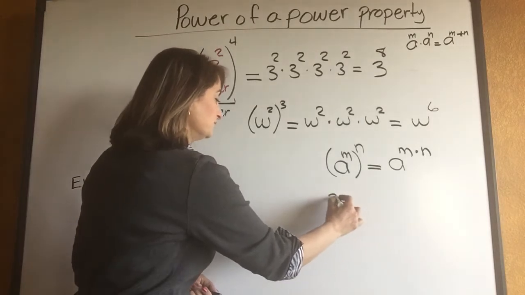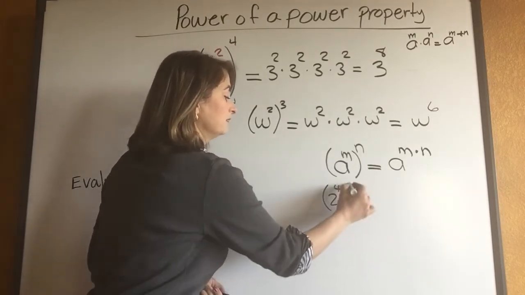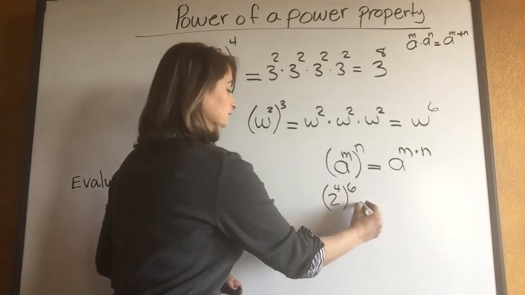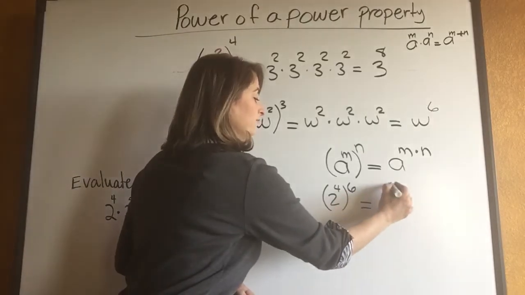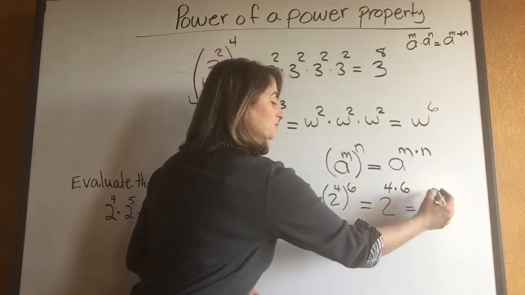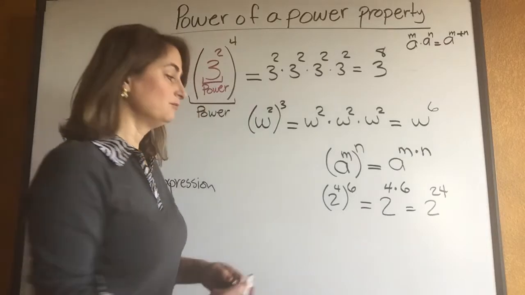Let's say 2 to the power of 4, all of it to the power of 6. That's a power of a power. Keep the base the same, multiply the exponents. 4 times 6 equals 2 to the power of 24. Now let's try one more time with a variable.